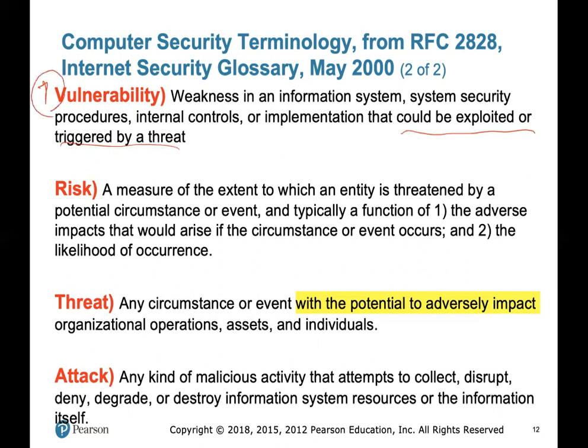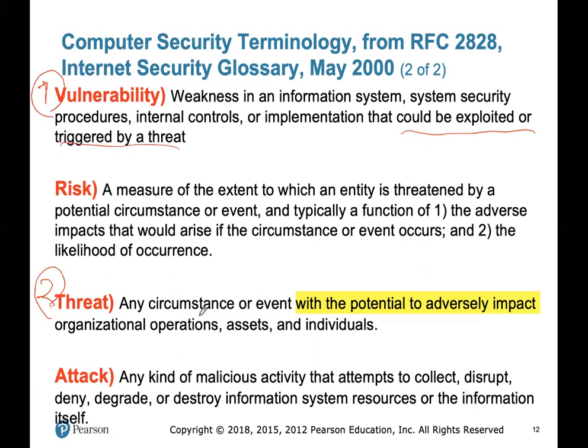Okay, let me go to the second one. The second thing is a threat. I'll return to risks. What is a threat? Any circumstance or event with the potential to adversely impact the system. Any situation or any event that can potentially impact the security of our system. It has not done anything negative or bad to the security of our system, but it has that potential. It has that capability to adversely or negatively impact the security of our system.